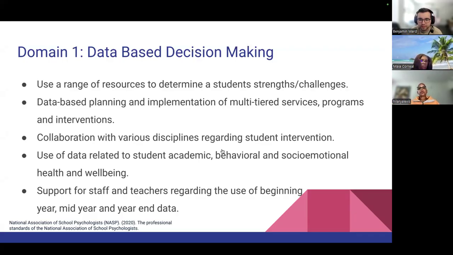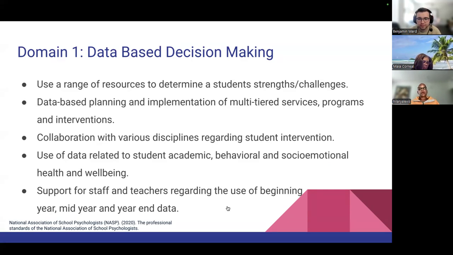We collaborate with all different people in the school environment to obtain different perspectives and expertise to determine how we might design an intervention or a program to help students. And we use data across so many different realms. We use it for student data that's academic, behavioral, social emotional, and even health and other forms of well-being to address students' needs and that will help them to access their education.